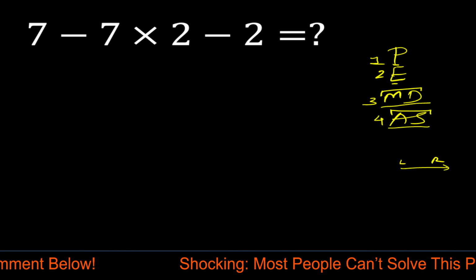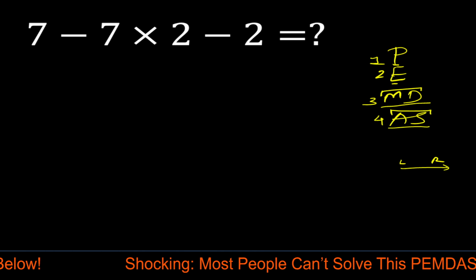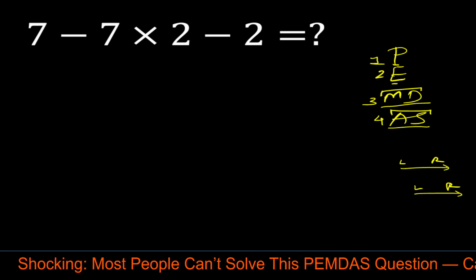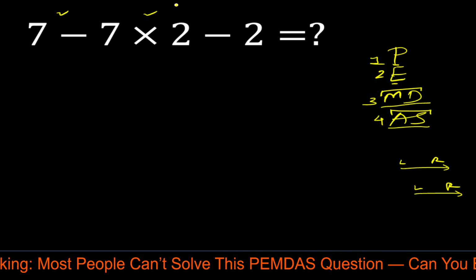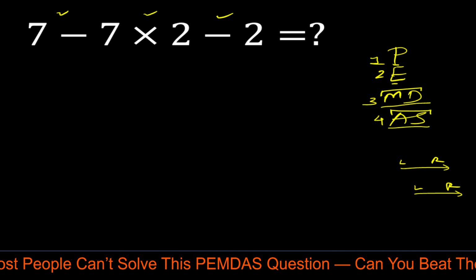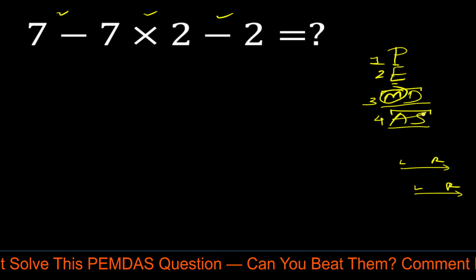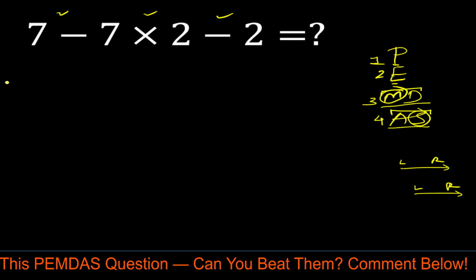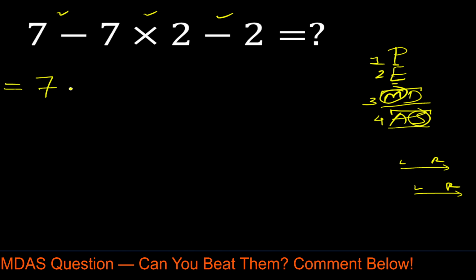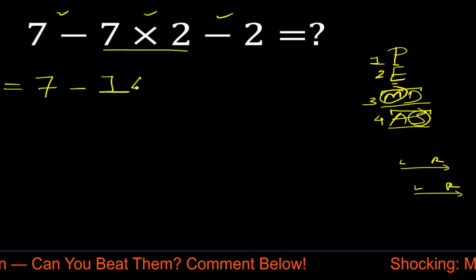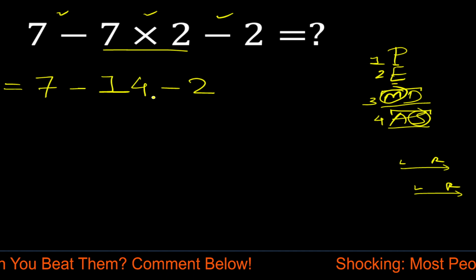Also addition and subtraction both have equal priority, so we have to solve it from left to right. So in this question, here we have subtraction, here multiplication, and here subtraction. So according to the PEMDAS rule, first we have to solve multiplication, then we have to solve subtraction, right? So now 7 minus, now solve this multiplication, 7 times 2 is equal to 14, minus 2.